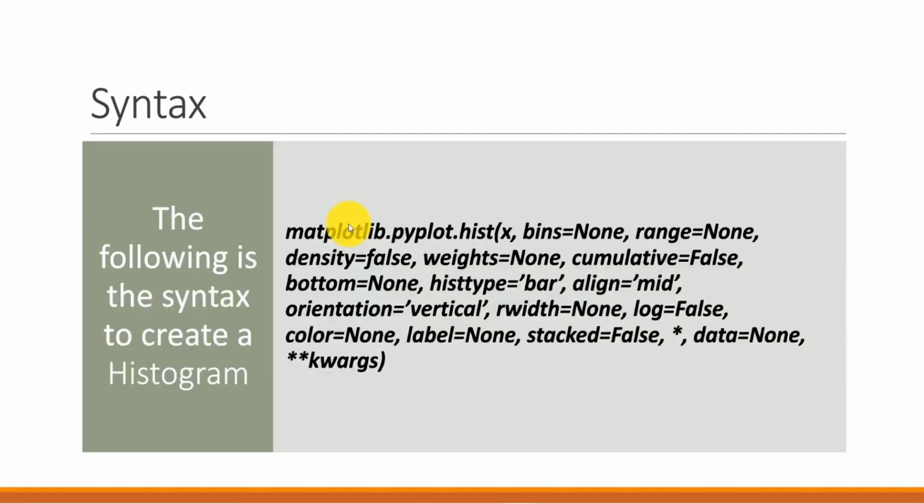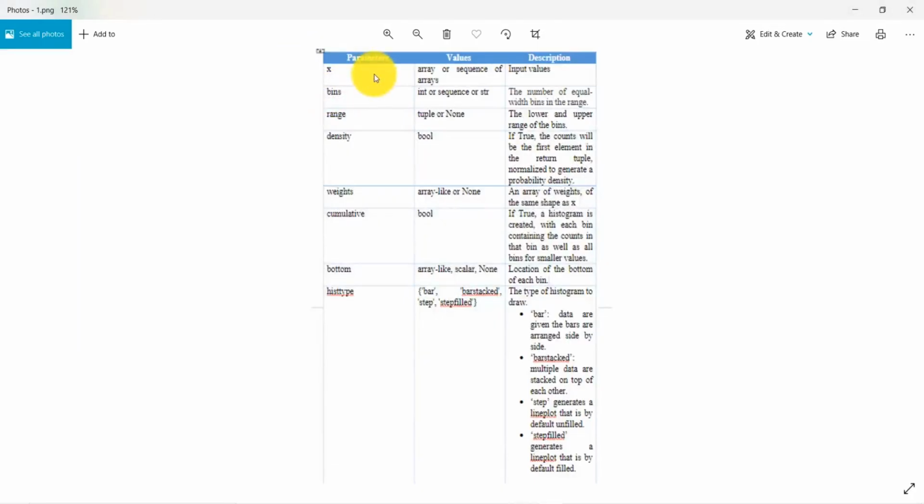So if we want to create a histogram in Matplotlib, we use the hist function, and the syntax is matplotlib.pyplot.hist, and in parentheses we pass the number of parameters which we need. We will discuss these parameters one by one with the help of examples. So the first parameter is x. x is nothing but the input values here, and we can take the values in an array or a sequence of arrays. So we will discuss an example related to this first.